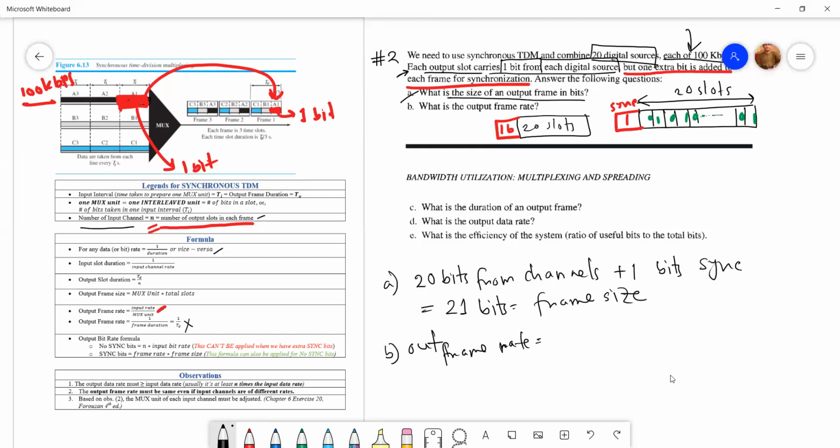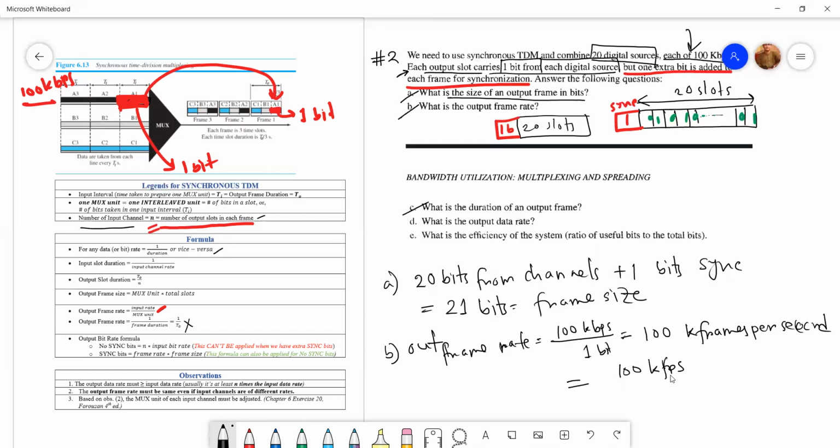So the out frame rate is input rate. Our input rate is 100 kbps, and then the multiplexing unit is 1 bit. So basically, now we have 100 kilo frames per second, kfps, because the output frame rate means how many frames we are sending in 1 unit second. So basically that is going to be 100 kfps. So our question number B is done.